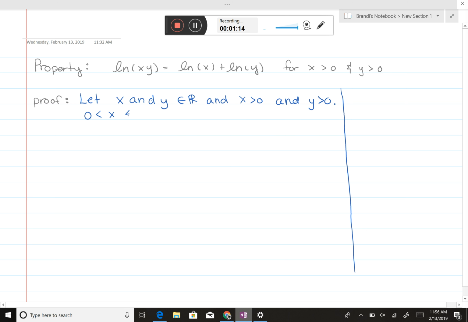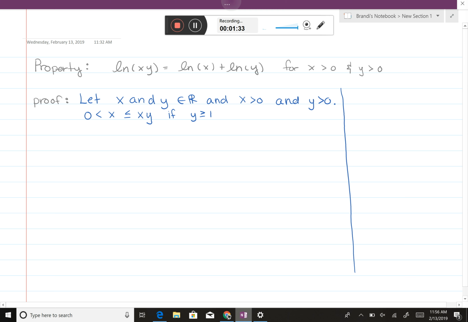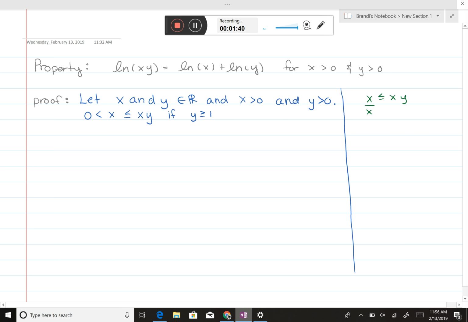And then we would need a less than or equal to, thanks for that, Joe, x less than or equal to x times y. This would only be true if y is greater than or equal to 1. We can go do some scratch work for that real quick. Let me change colors. If we have x is less than or equal to xy, then we just divide both sides by x, assuming that x is not 0, which we already assumed right here. Then we just have 1 is less than or equal to y.